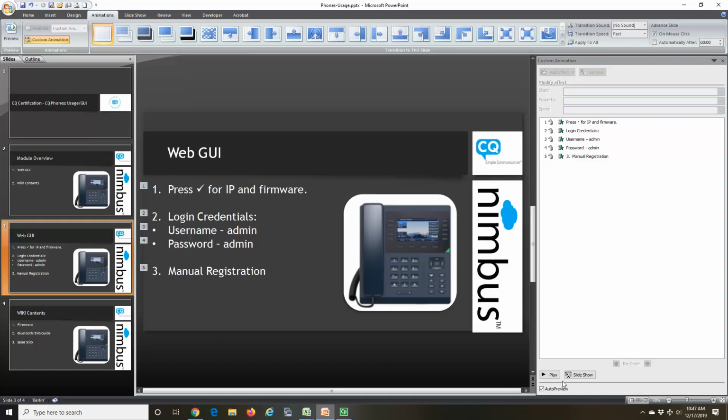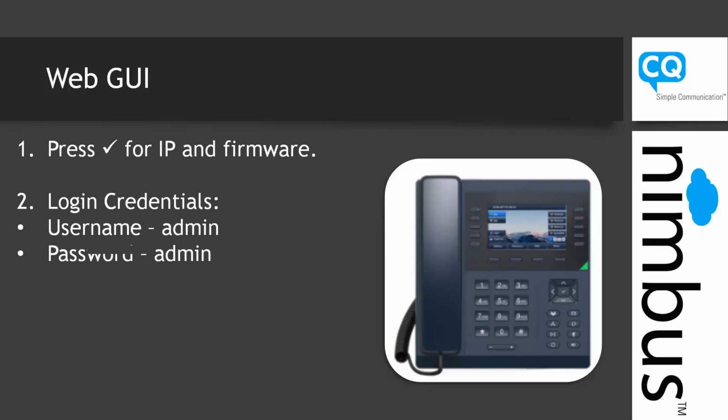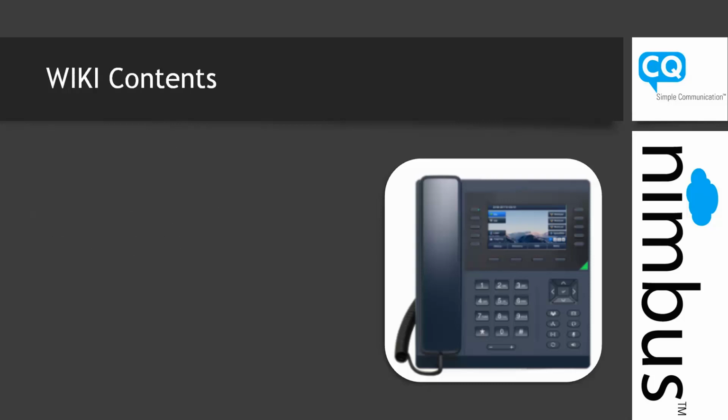So let's hop back in where we were and finish off certification here. We talked about the web GUI. All right, let's take a look at the wiki contents. What are you going to find here? This is all updated now for the 50 series phones. You're going to find the firmware, which you can download. You're going to find the guides for the Bluetooth and the EHS.